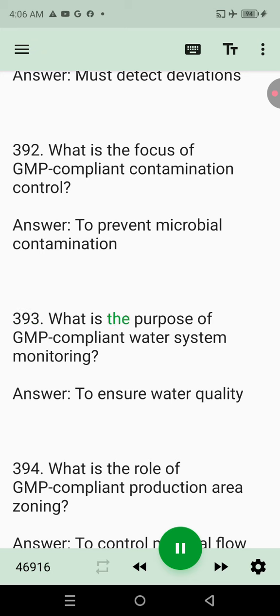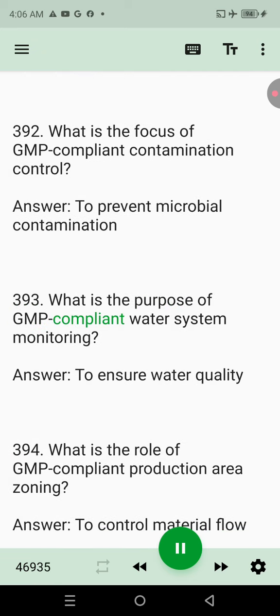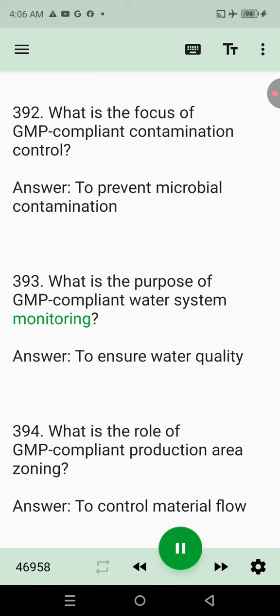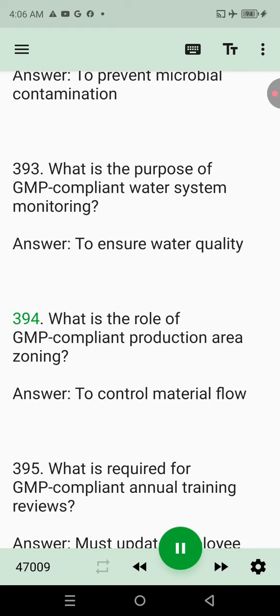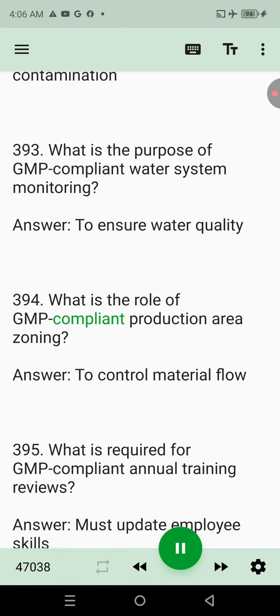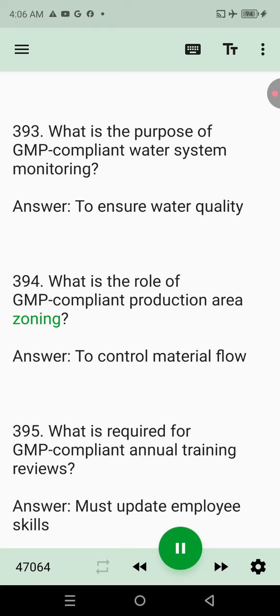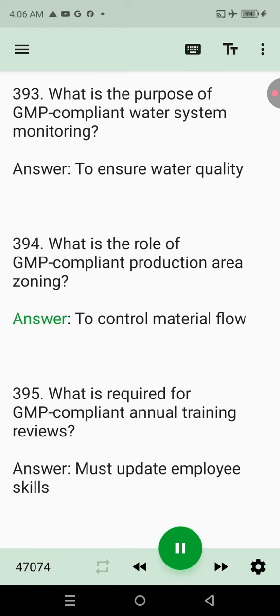393. What is the purpose of GMP-compliant water system monitoring? Answer: to ensure water quality. 394. What is the role of GMP-compliant production area zoning? Answer: to control material flow.